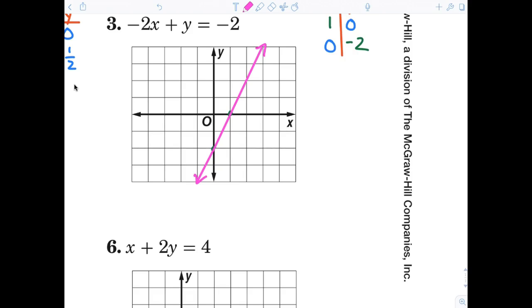So again, listen to me, guys. Everything on there. Anybody have any questions with x-intercept or y-intercept? Very basic. Very easy.